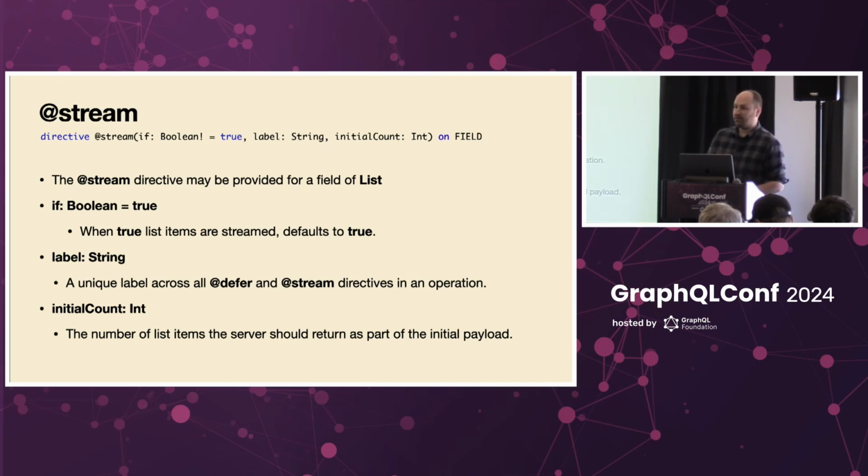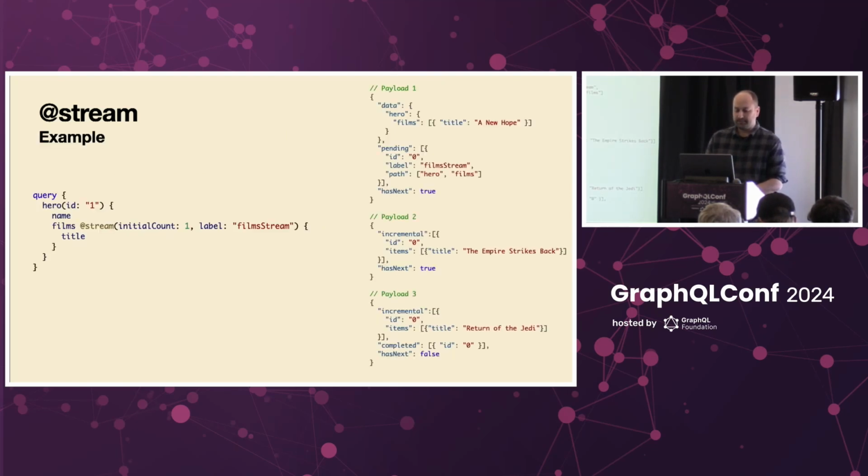That's the number of list items the server will return as part of the initial payload. This is useful if you have something where there's some data above the fold. You want that stuff right away. Later items that you have to scroll to see, you can let them come in later.